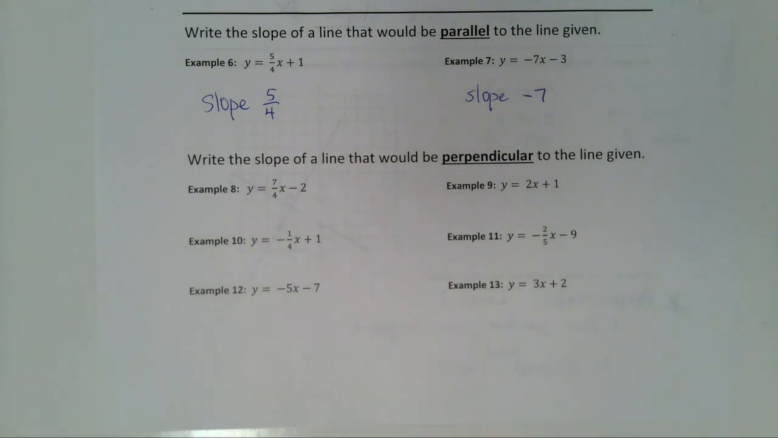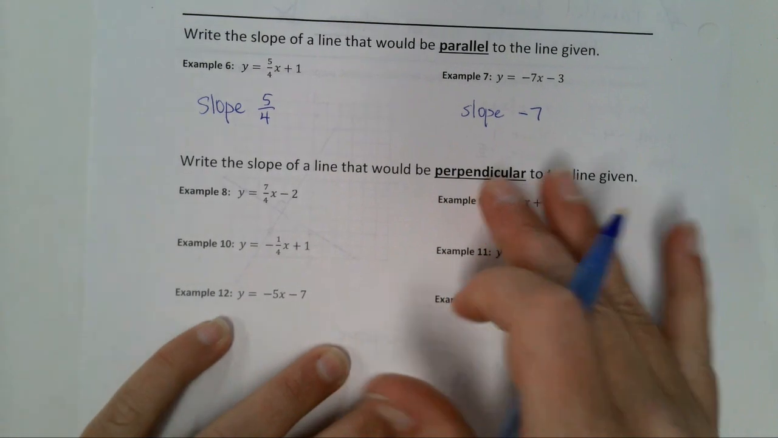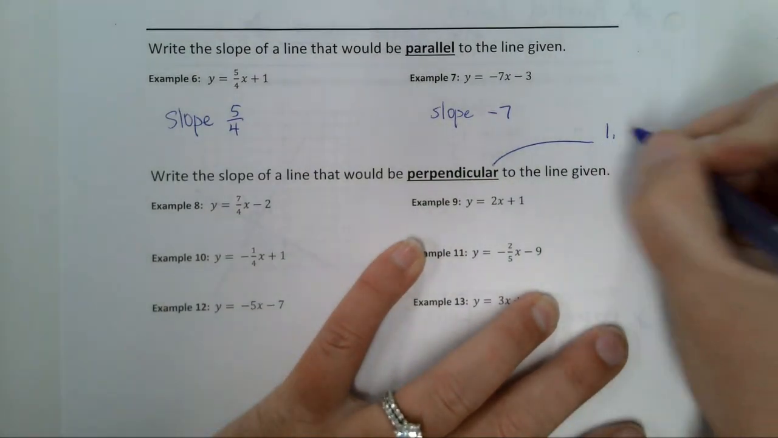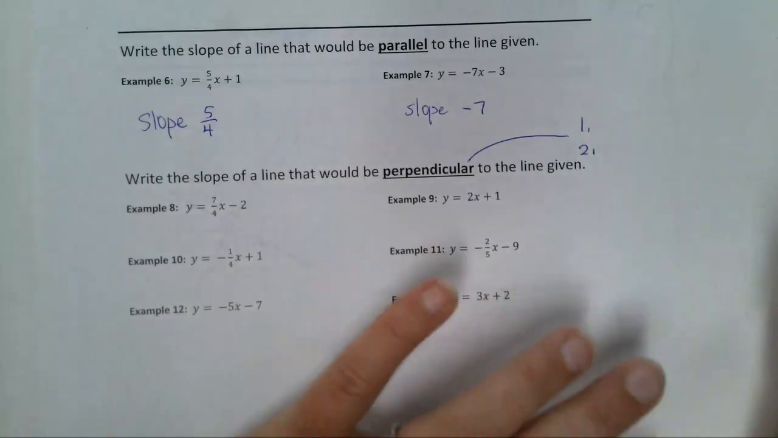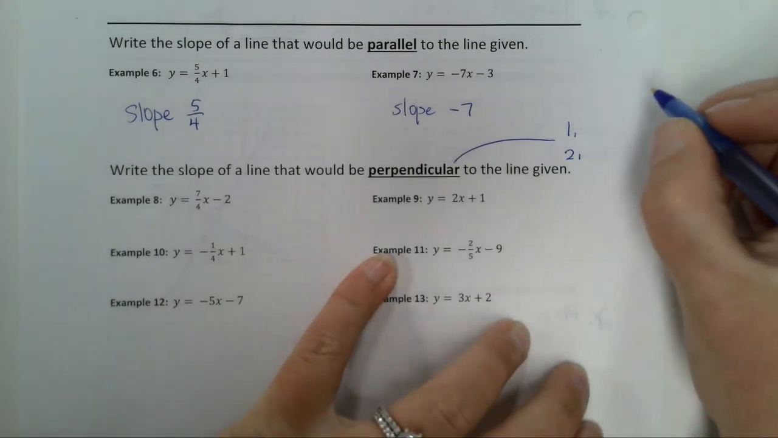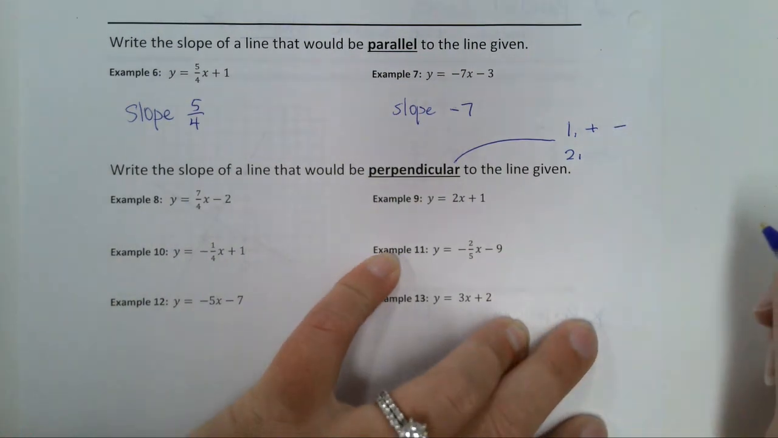Everybody stick with me. Write the slope of a line that would be perpendicular to the given line. Perpendicular slopes have two things. What are the two things? We just wrote them on the other page. Perpendicular slopes must be one negative and one positive. Okay, so one positive, one negative, and they must be flipped.